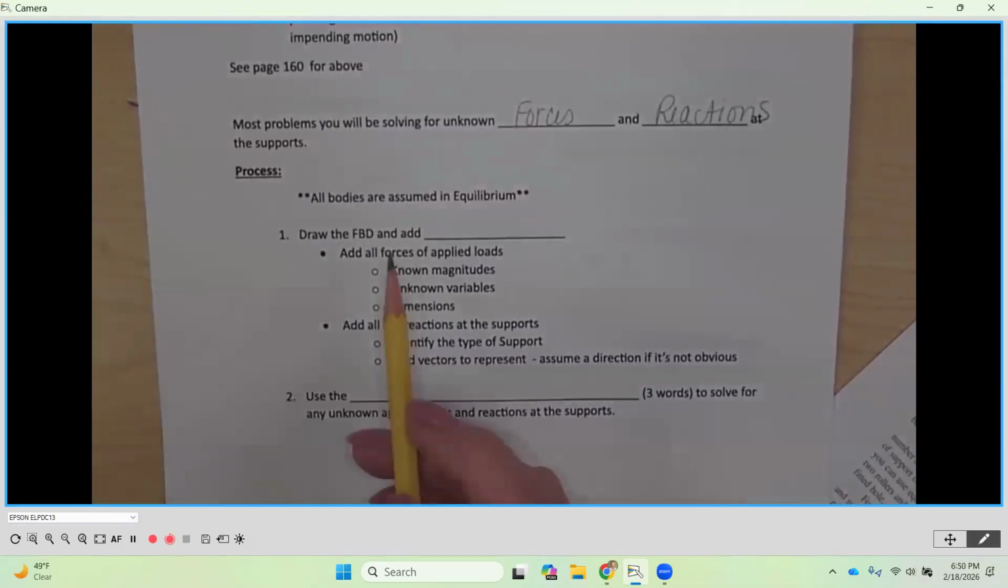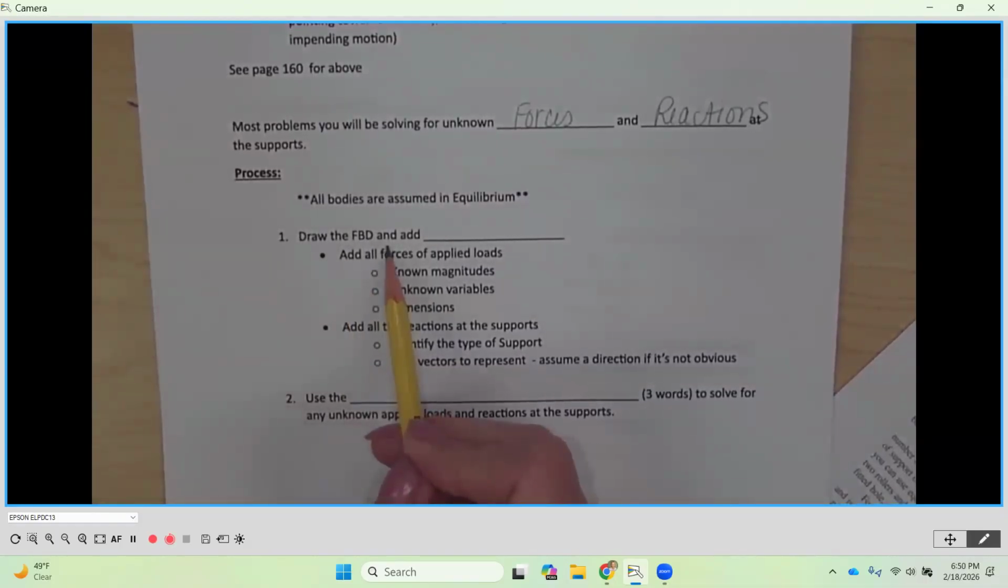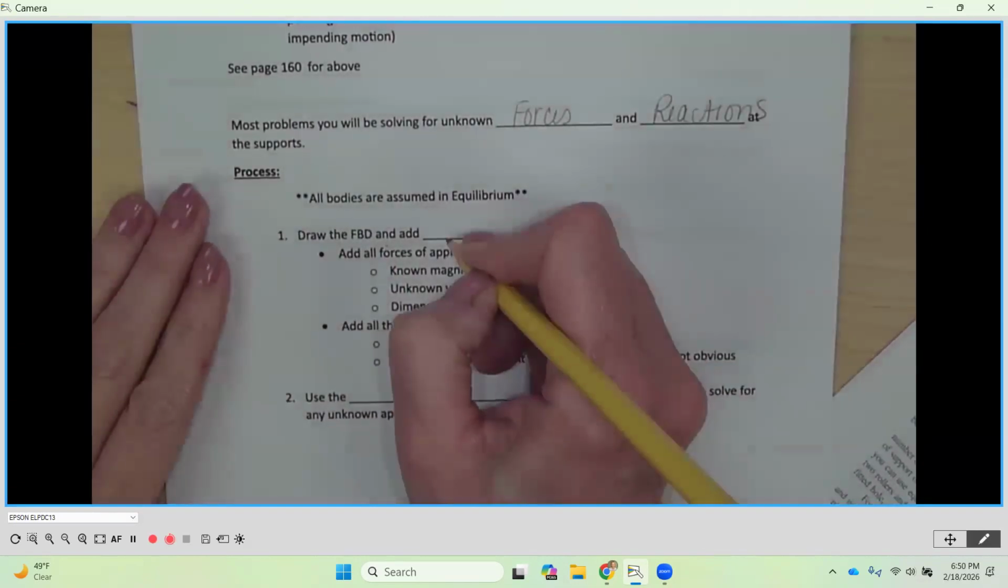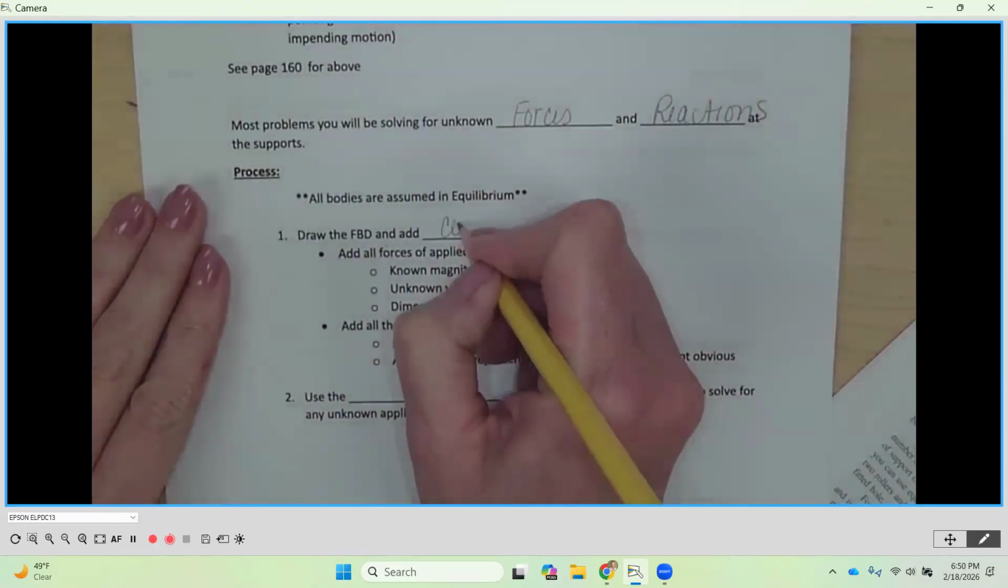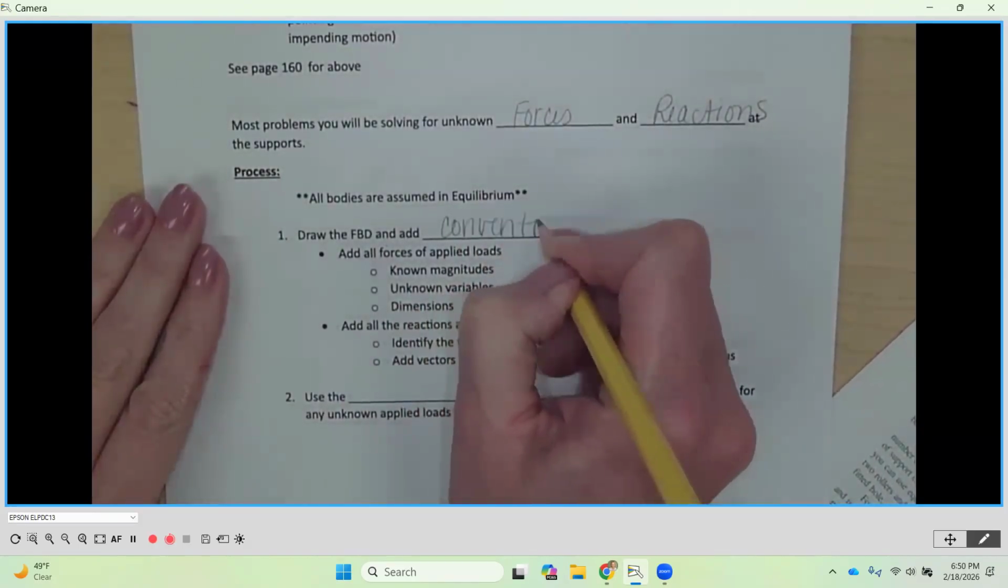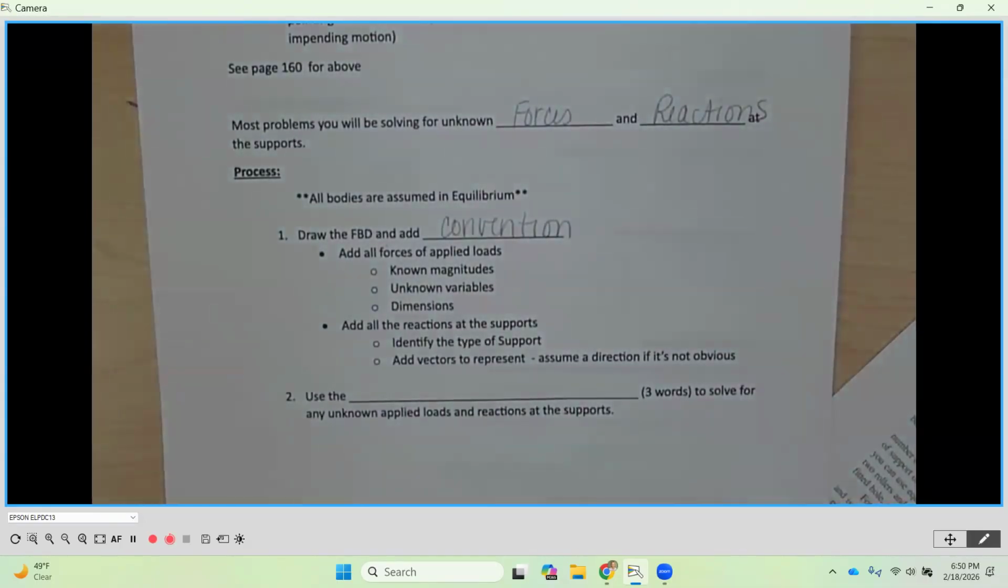We are going to first draw our free body diagram. That's what FBD means, free body diagram. And what do you think is going to be filled in here? The convention, yes. Free body diagram and convention. So that means we're going to add all of the forces of your applied loads, known magnitudes, unknown variables, any dimensions that are out there. And then we're going to add all of the reactions at the support.